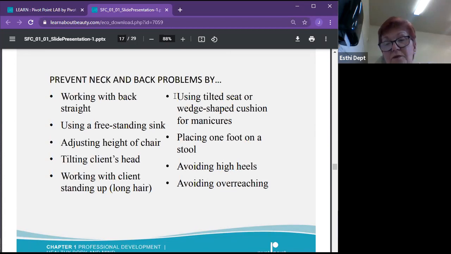I'm going to read the actual ones from my book. Work with your back straight, right? Use the freestanding sink, adjust the height of the chair, tilt the client's head, use the tilted seat or wedge, bend the knees slightly, place 1 foot up on a break, avoid high heels, stand on a footstool. This is if you're short, and I did have a friend that was like 4'2". She had to stand on a stool just to do a haircut on a man with the chair all the way down to the bottom. Okay, work with your client standing if she has longer hair. So that's what your book says.